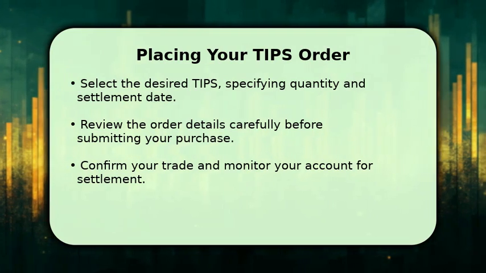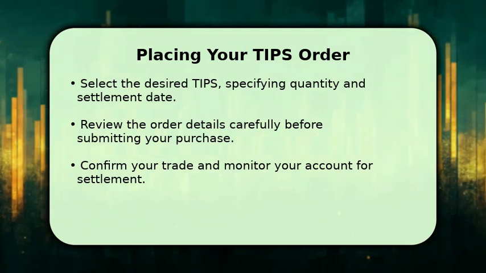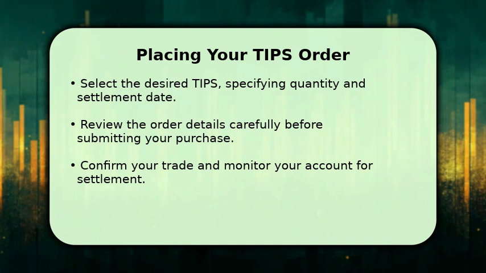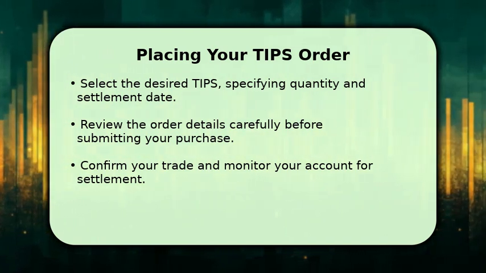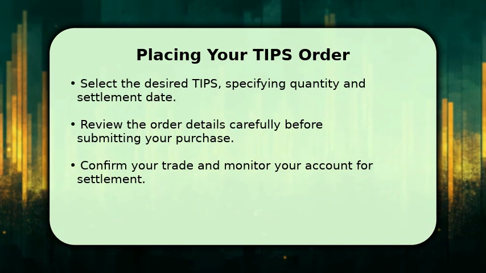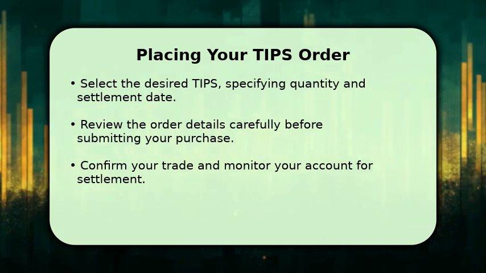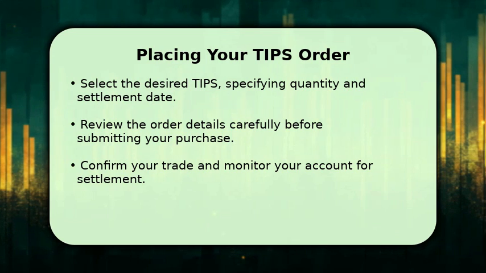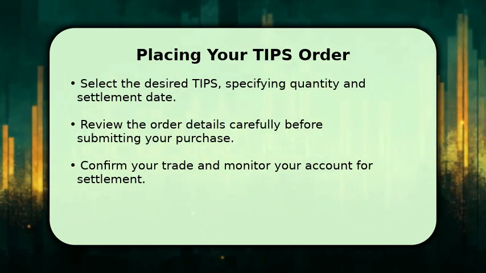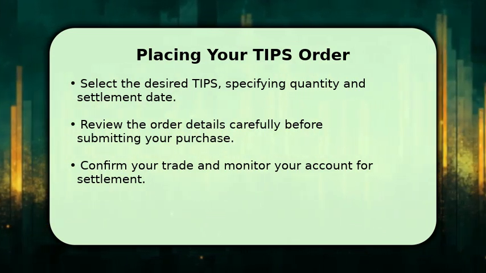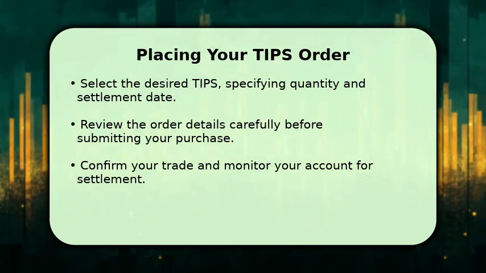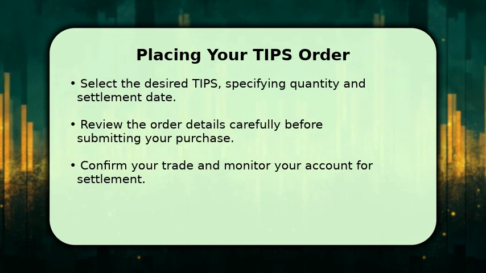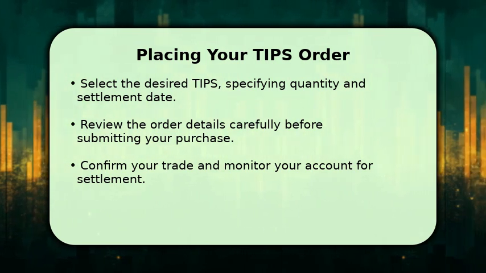Once you've decided on either new issue or secondary market TIPS, the order process is straightforward. You'll enter the face value you wish to purchase, for example, $10,000. Fidelity will display the estimated cost and accrued interest. Always double-check all the details, including the CUSIP number and maturity date, before confirming your transaction. This ensures your investment aligns with your expectations.